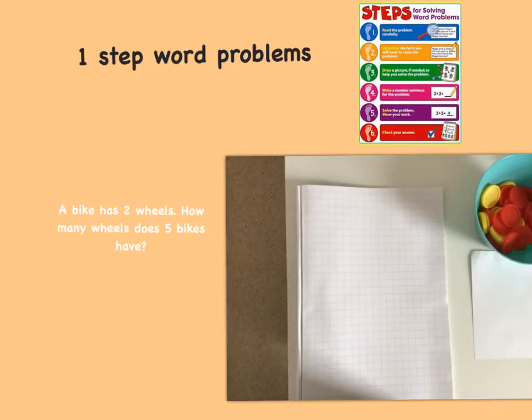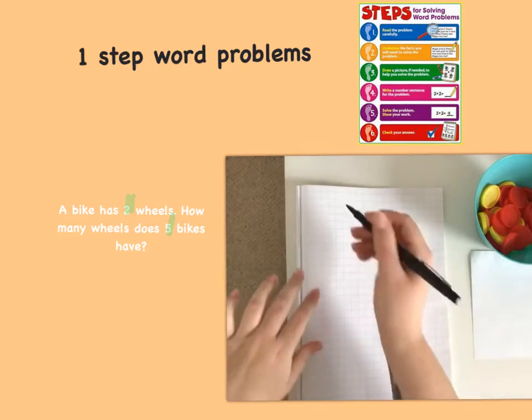Okay, let's have a look at some one-step word problems first. A bike has 2 wheels. How many wheels does 5 bikes have? So I want to underline my key information first. So I want to look at the numbers, because this is important. So I've got 2 and I've got 5. It's asking me how many wheels do 5 bikes have. So that means I need to find lots of, so I'm going to be doing a multiplication. So I'm going to write my number sentence.